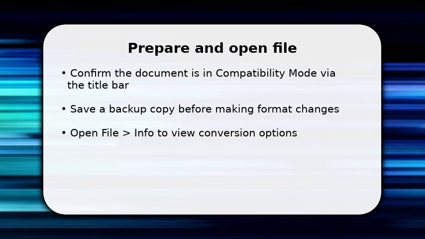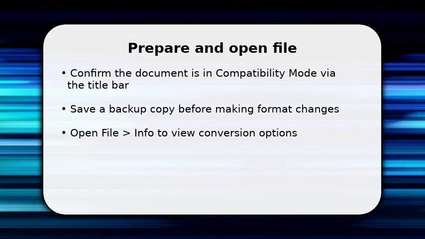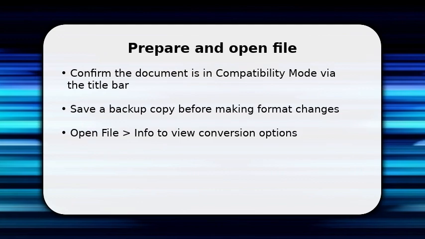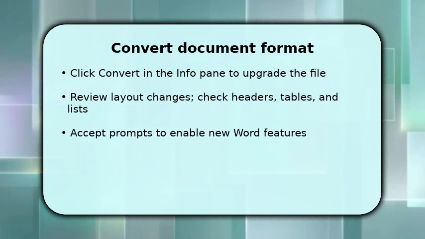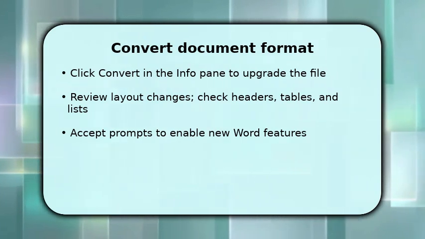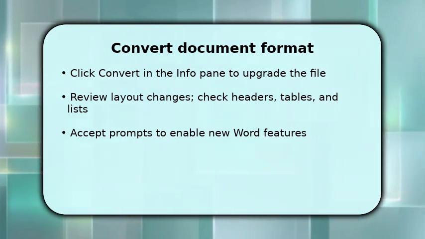Now that the file is backed up and info is visible, you're ready to convert the file to the current Word format. This restores newer features and layouts that compatibility locking hides. Click Convert in the info pane to upgrade the document to the modern Word format. This removes the compatibility mode flag.